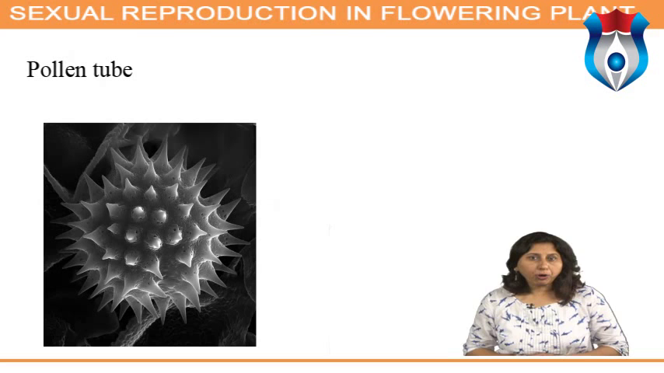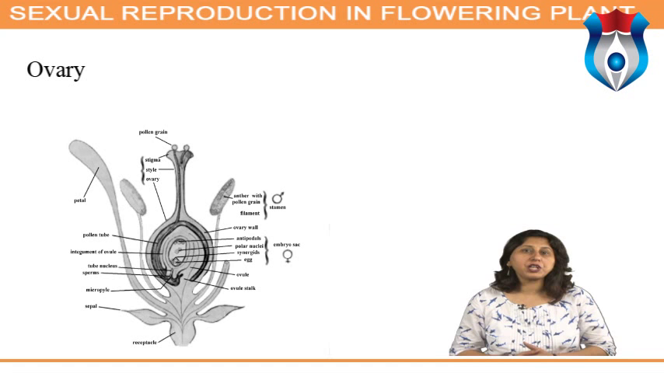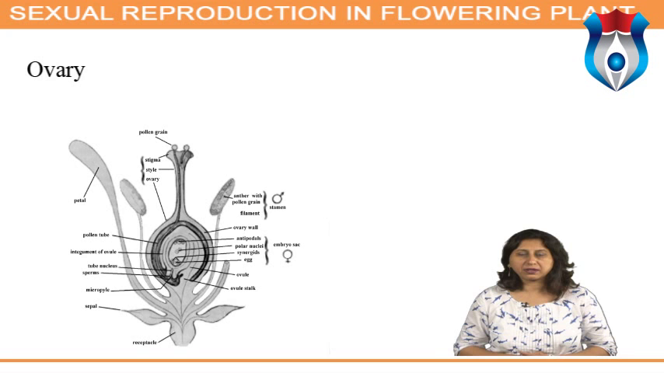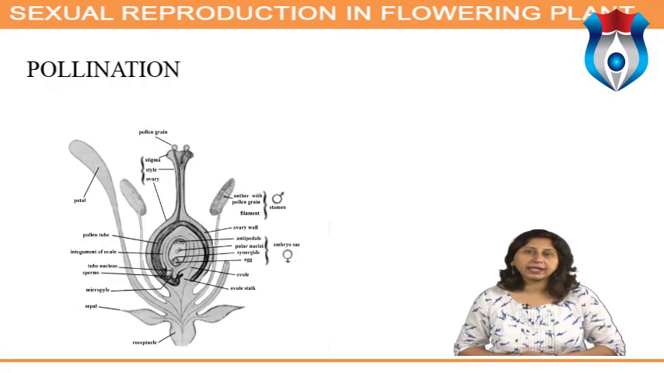The pollen tube digs its way down through the style, allowing delivery of the sperm down to the ovary. This is the enlarged part of the pistil where the female sex cells, eggs, are produced. The eggs are fertilized by the sperm from the pollen tube. The transfer of the pollen from anther to the stigma is called pollination. Flowers are the key reproductive organs in flowering plants.